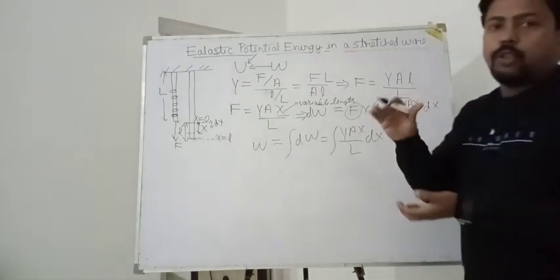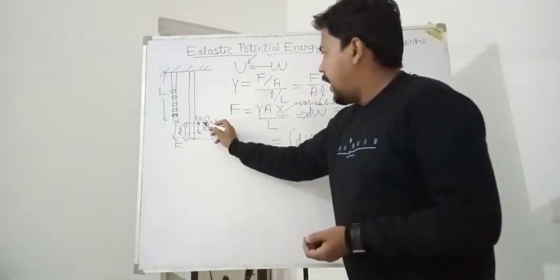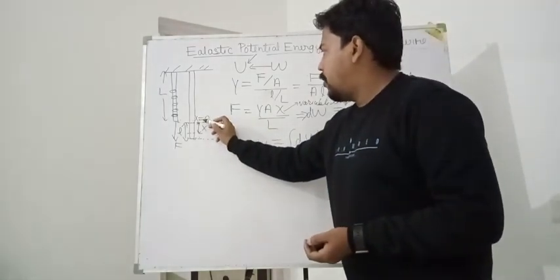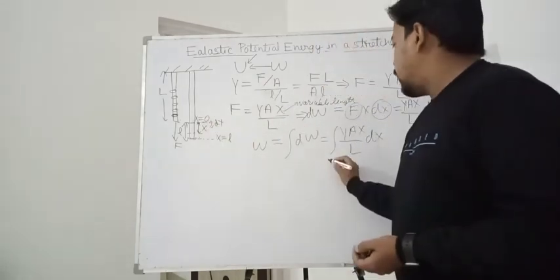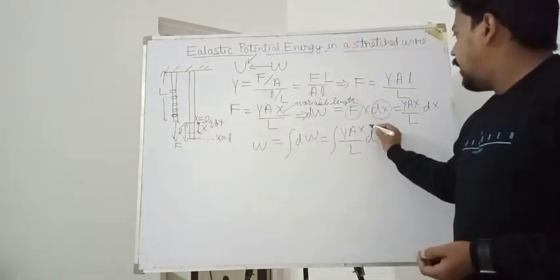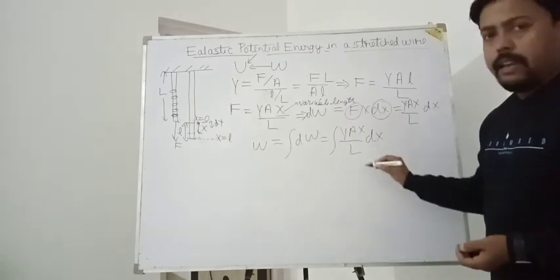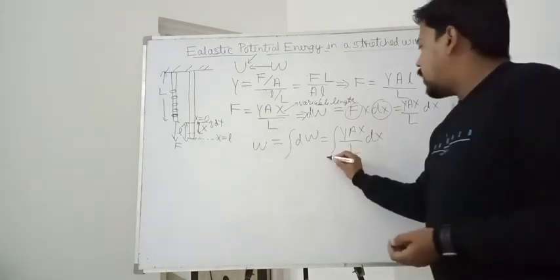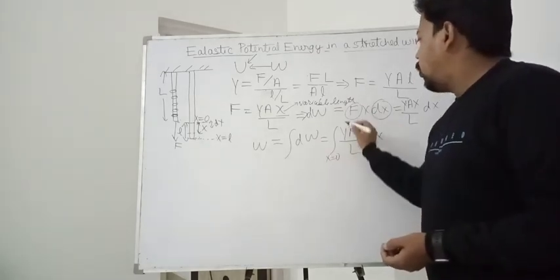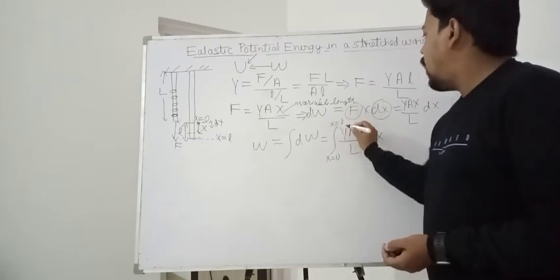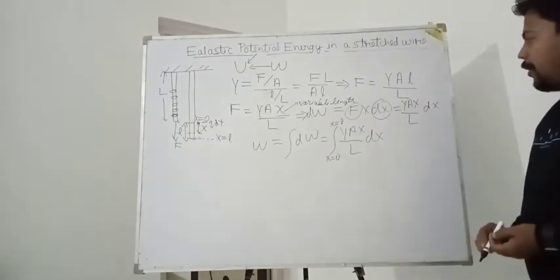And we are having the limits of our integration. That means x is varying from 0 to small l. That means here the differential integrating variable is x. So x is varying from 0 to x equals small l. These are the limits of our integration.